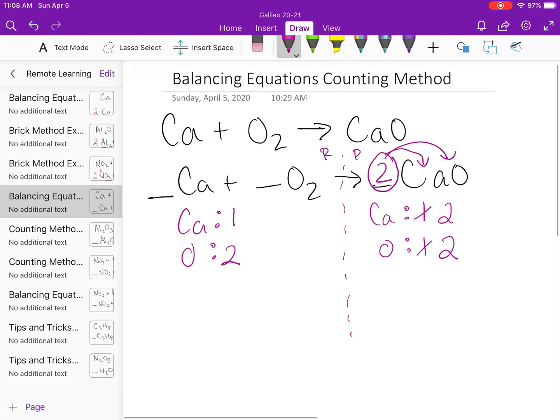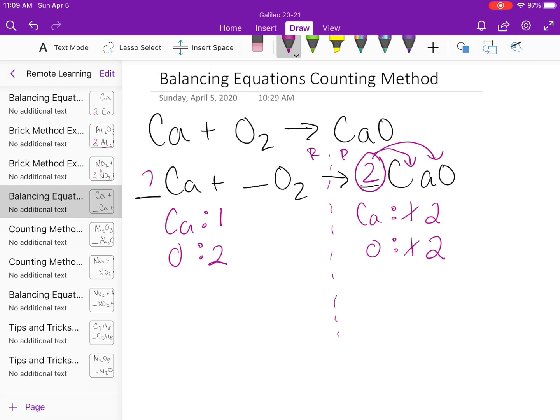Okay, so now we're going to have to go back and rebalance that. So we're going to have to put a 2 here to make that balanced. And that's it, we're done. We don't have to write any numbers on the O2. It's blank, that means it's a 1. That's its coefficient. So 2Ca plus O2 makes 2CaO. That's the final balanced equation.